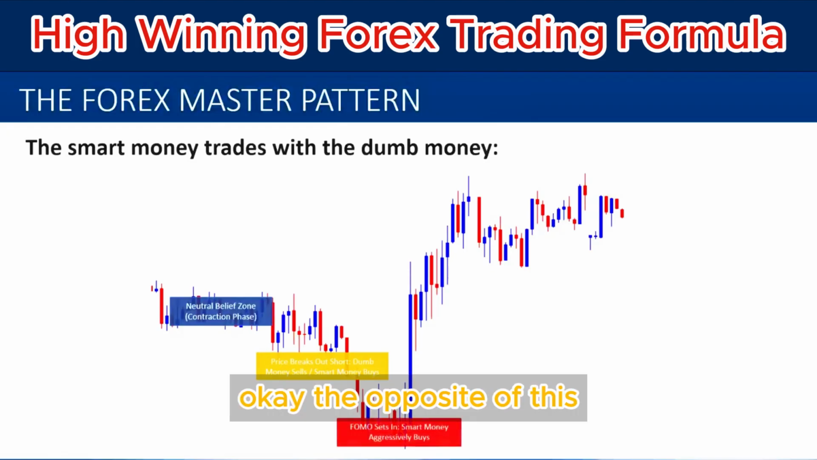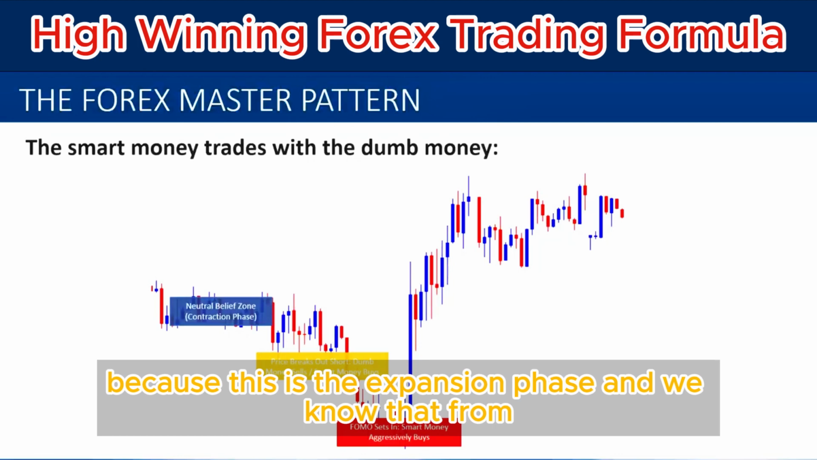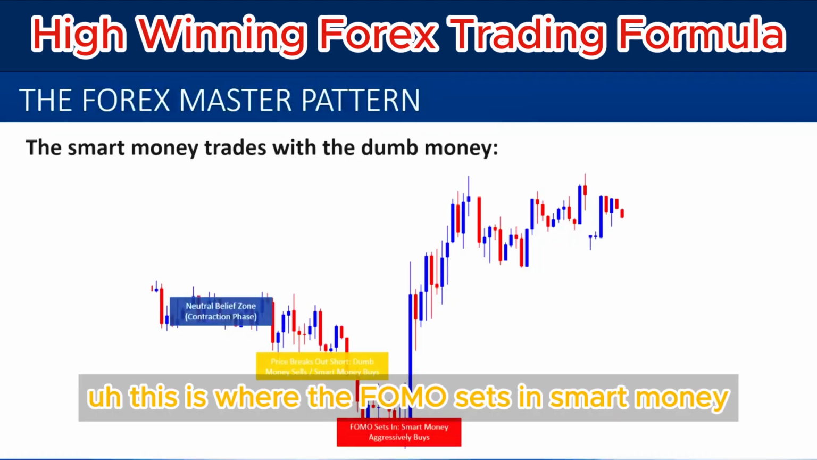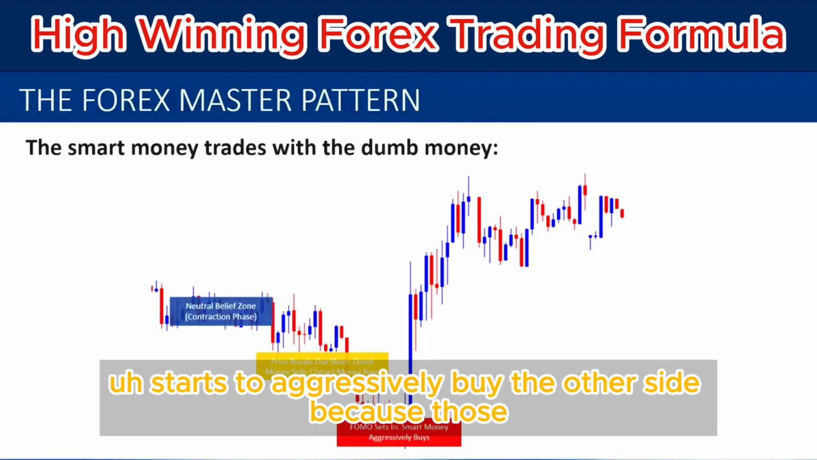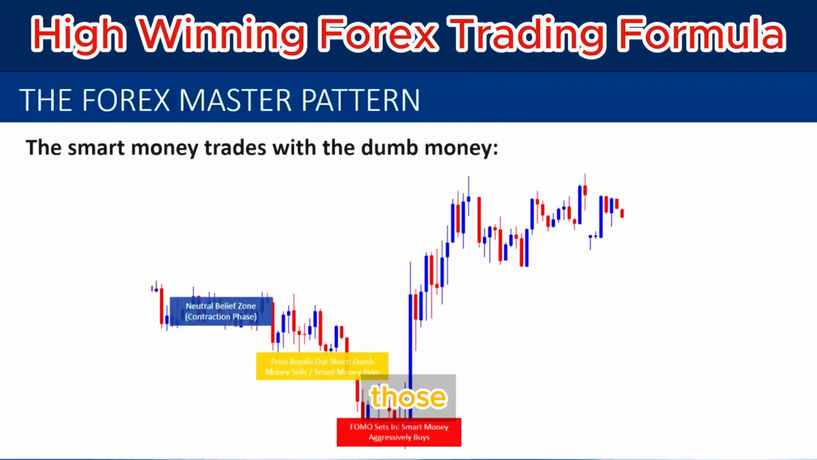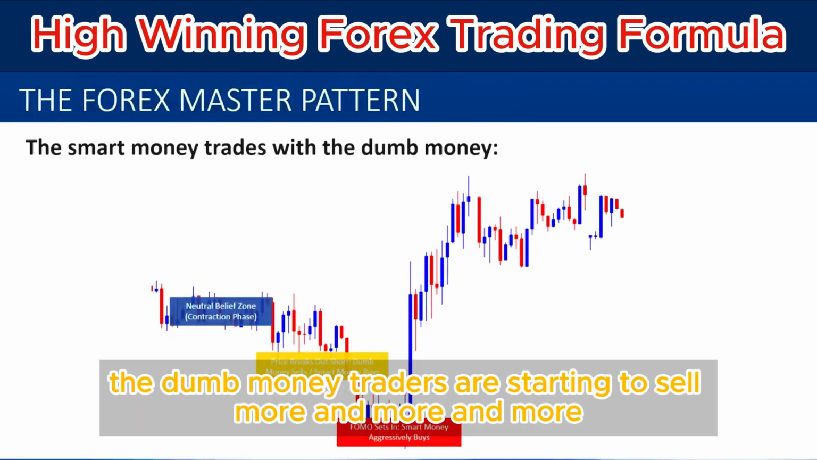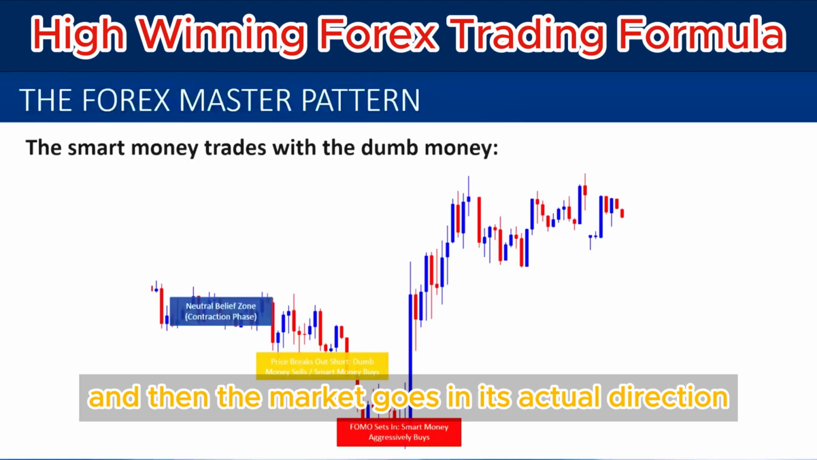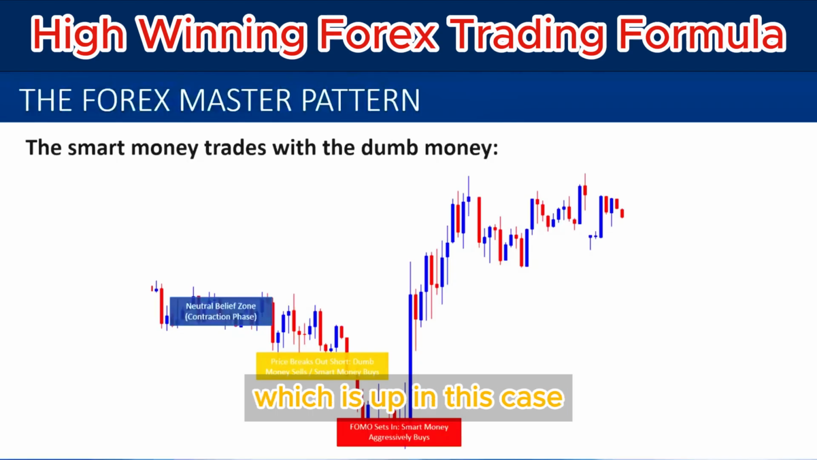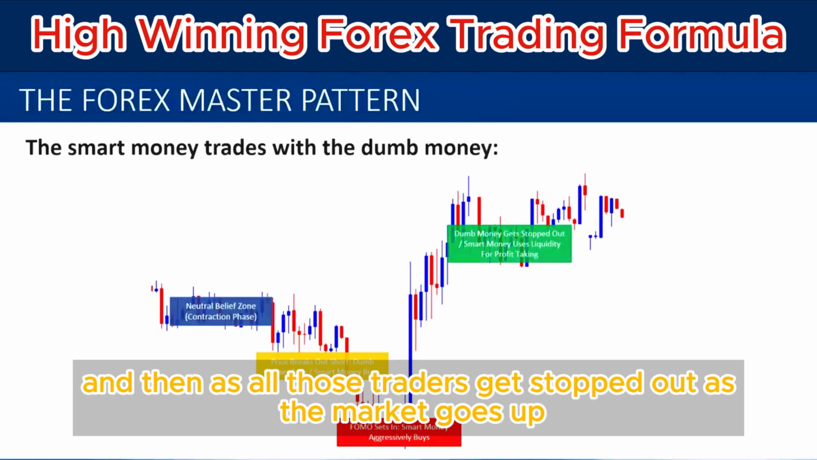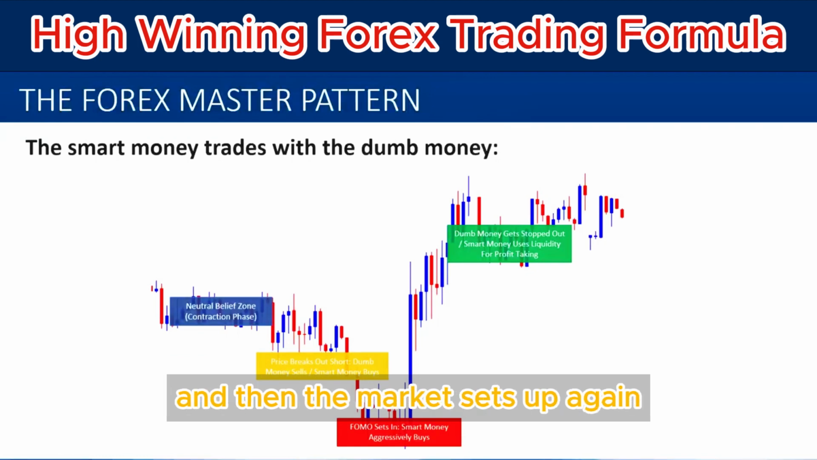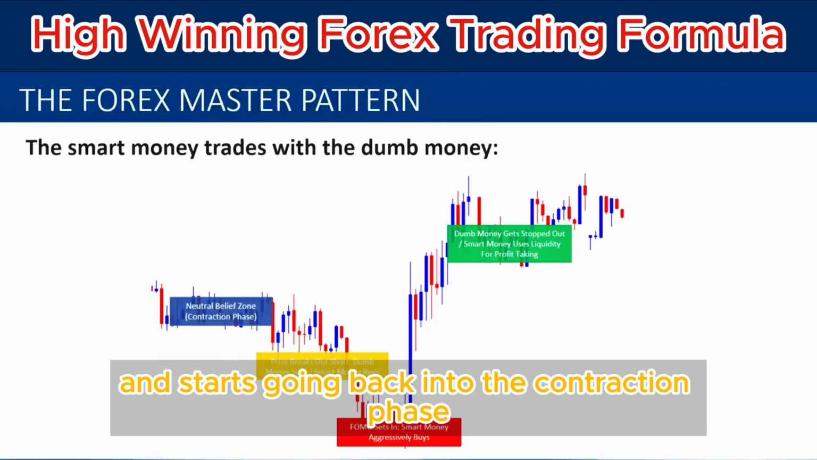Okay. The opposite of this, because this is the expansion phase, and we know that from what we're doing, we know this is the second phase. This is where the FOMO sets in. Smart money starts to aggressively buy the other side, because the dumb money traders are starting to sell more and more and more because they're chasing the market. Then smart money accumulates the other side of that, and then the market goes in its actual direction, which is up in this case. And then as all those traders get stopped out as the market goes up, the smart money uses that liquidity to take their profits out of the market. And then the market sets up again and starts going back into the contraction phase.